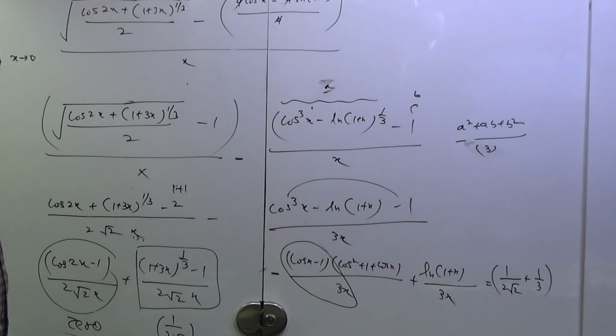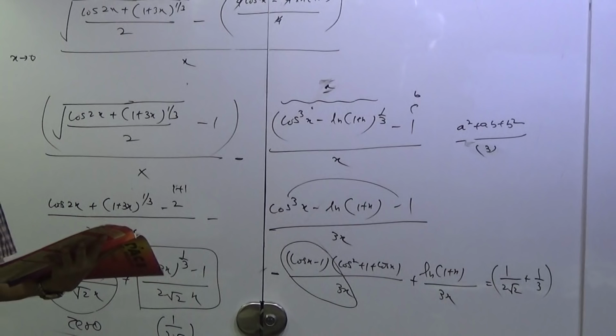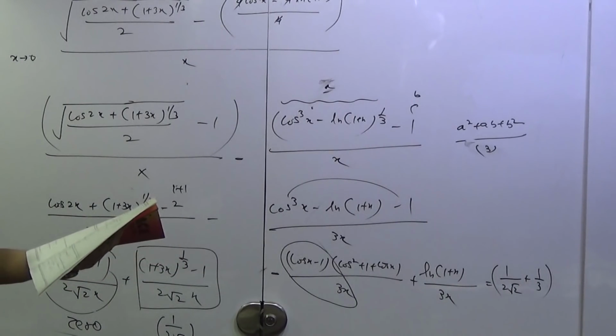Which question number was it? Not 18, 19. It is 19. What is the answer? How come 19? It must be a misprint.